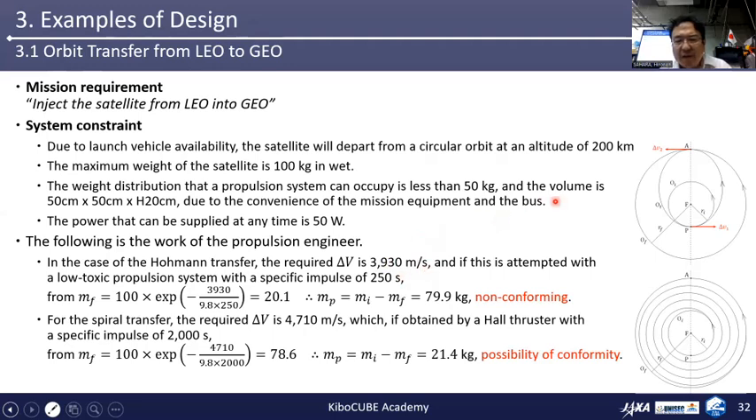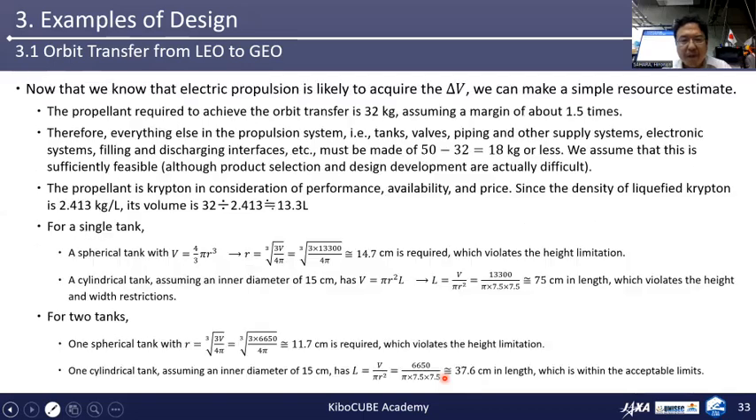If this is obtained with a low toxicity propulsion system with a specific impulse of 250 seconds, the required propellant mass is 79.9 kilograms, which exceeds the constraint. Assuming a spiral transfer by a Hall thruster with a specific impulse of 2,000 seconds, only 21.4 kilograms of propellant is required, which is within the constraints. We will try to design a system based on the judgment that electric propulsion seems to be a good choice.